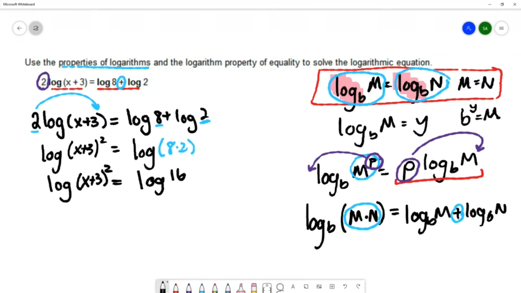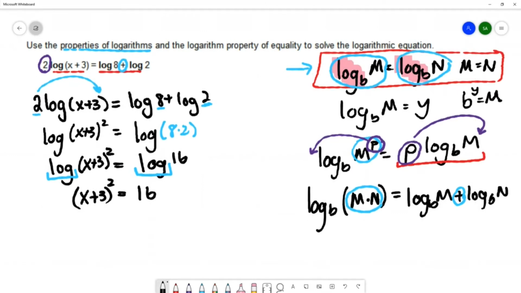So now we have written each side with a log with the same base. In this example, no base is written, so we assume the base to be 10. So we're able to use this property of equality now, which says that the expression inside the log on the left, x plus 3 squared, is equal to the expression inside the log on the right, 16. So now the logs are gone and we're able to solve the equation that's remaining.